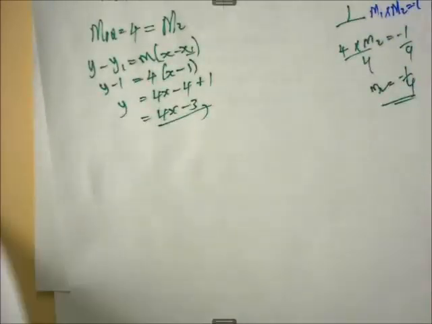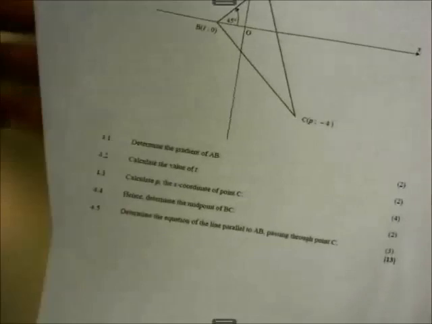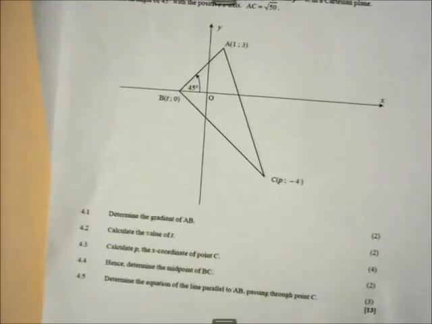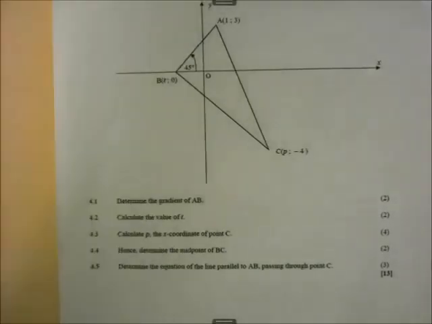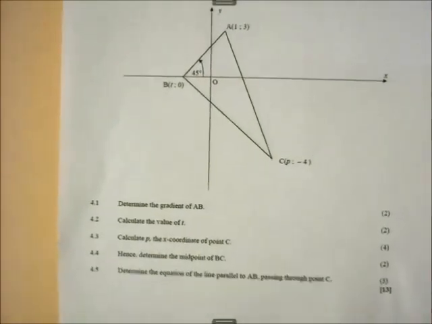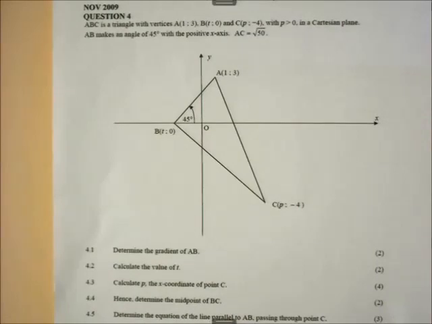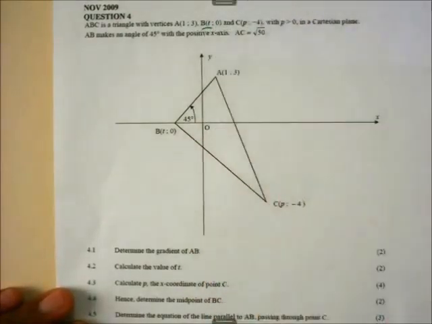Right, now, before we take the break, which will be in 4 minutes from now, let us quickly look at this question. Boys and girls, it's very important to read the instruction. Very, very important. ABC is a triangle with the vertices A, B. I'm interested in B. What are the coordinates of B there? It's 2 as well as 0.